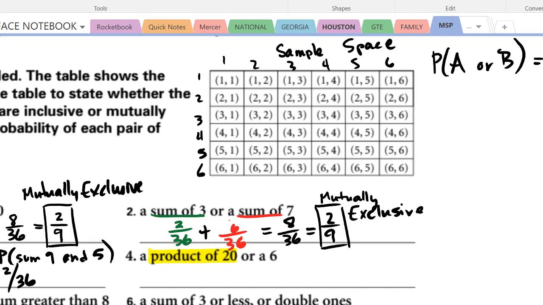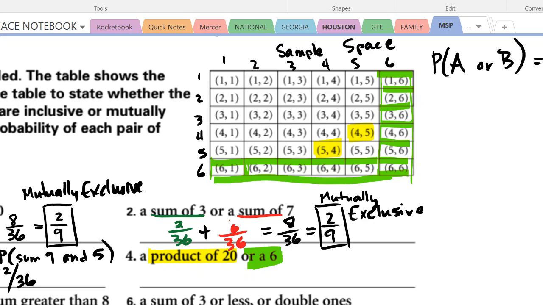2 times 10 is not in the sample space. 3 doesn't go. 4 times 5 does, so here and here, and 5 times 4 does, and then you're back to the beginning. Or a 6, meaning it just has a 6. So all of these here have 6s. All of these here have 6s in them.